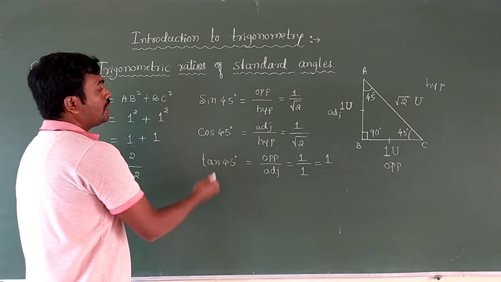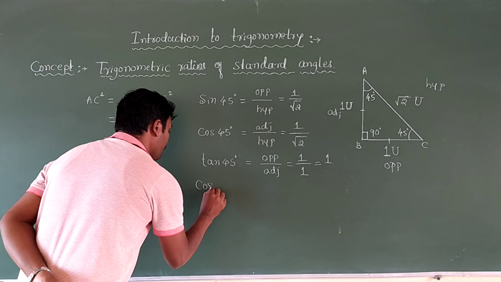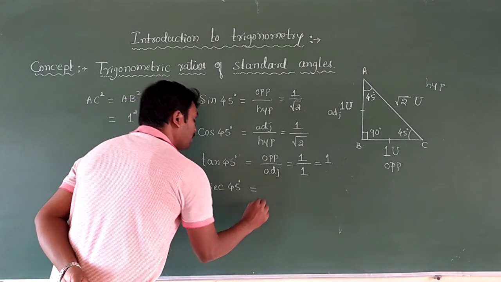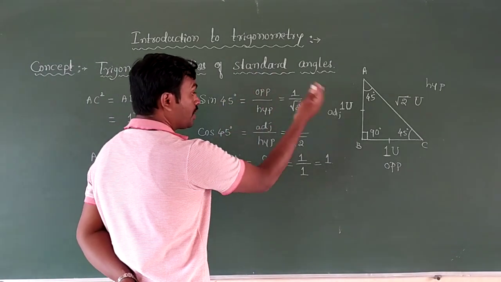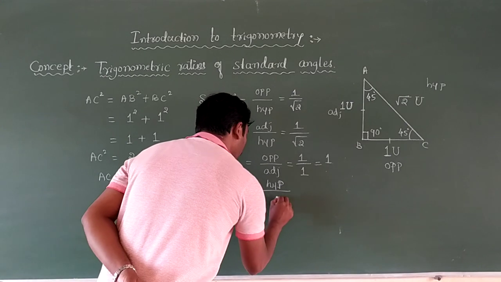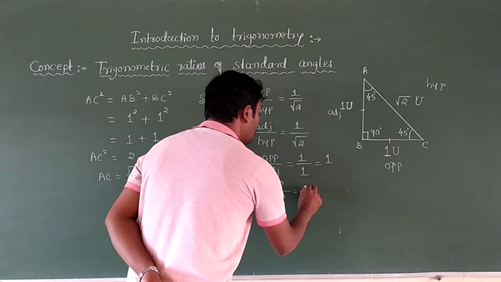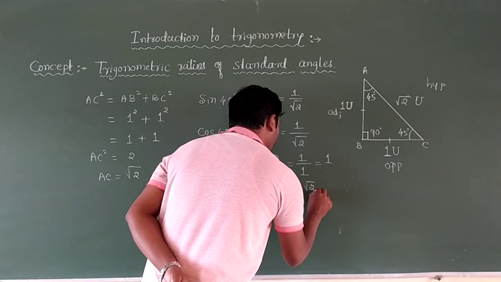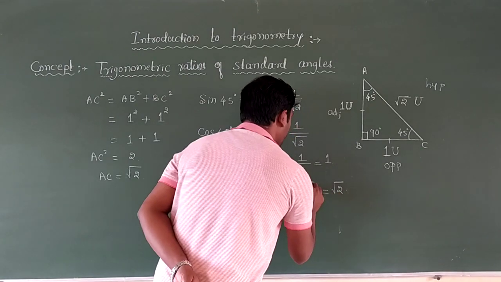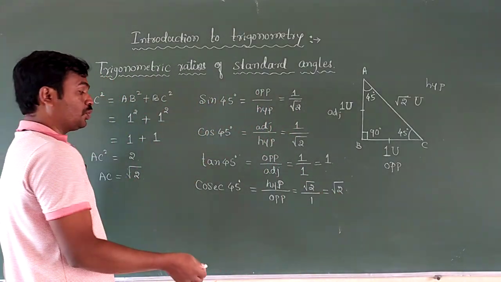To find the next 3, you know how to find them, starting with cosec. Cosec 45 degree is equal to hypotenuse divided by opposite. Hypotenuse is root 2, divided by 1. So, this is equal to root 2 units. So, cosec 45 is root 2.